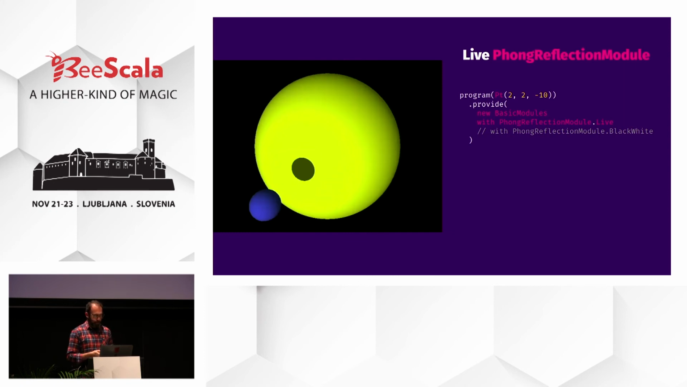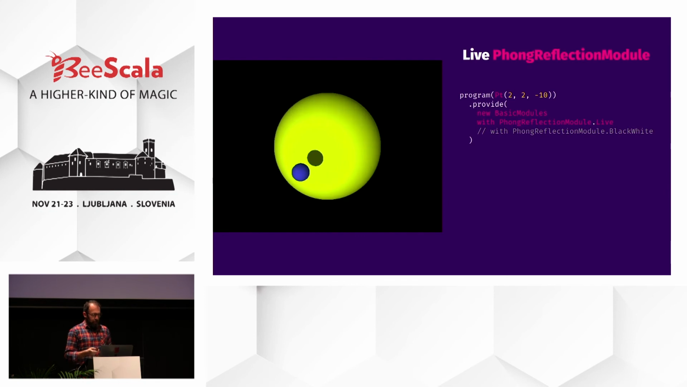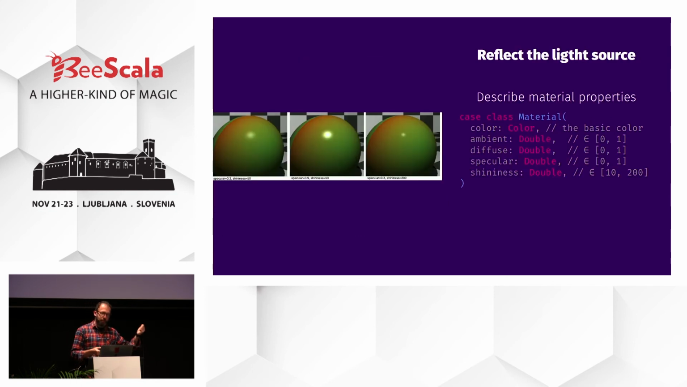And the only thing we had to do is to swap our black and white Phong reflection module with this live module. Now we want to make things even a bit better to cope with the reflection of the light source. So we describe our material with a few extra parameters, which is the specular and shininess, that make the light that hits a given object cause a slightly visual different effect. So you can play with these two parameters, and you see how the corresponding shapes can change.